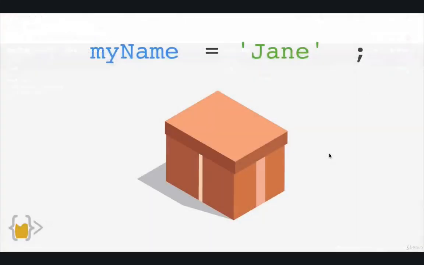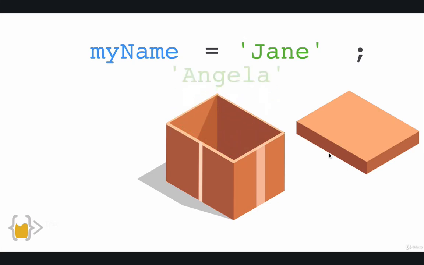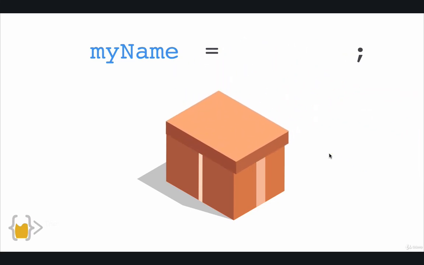Now, if at a later date I decided that I didn't really want to have the same name anymore, or if I wanted to change the value that's stored in my variable, I can simply reassign it. So I can say now my name is equal to Jane. And what will happen is that we'll fetch that box that's labeled my name, take out Angela from inside it, and put the new value inside. So now my name is equal to Jane.